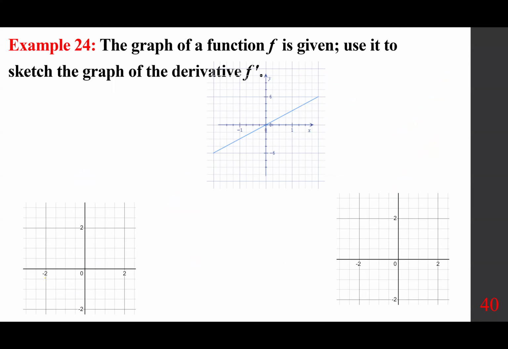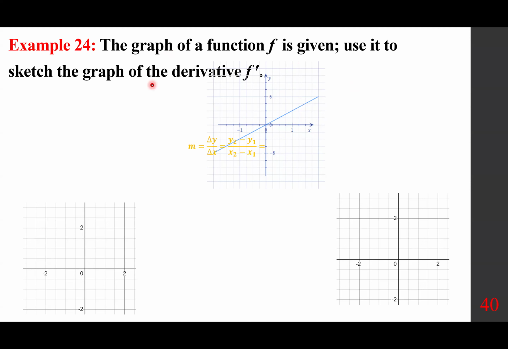And let's start with the simplest example. This is a line. When we discuss the derivative, in this example it says the graph of a function is given, use it to sketch the graph of the derivative f prime. The derivative is the slope. All you have to do is calculate the slope, rise over run.